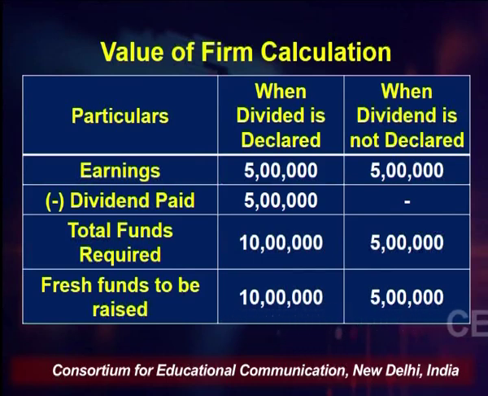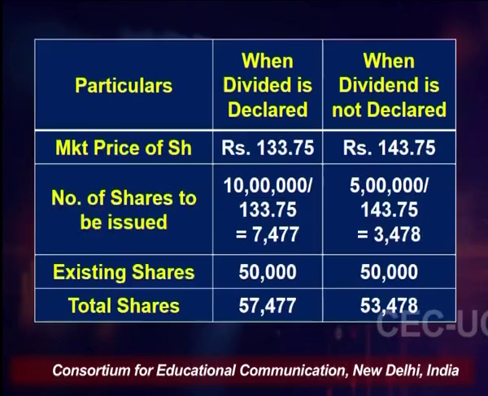So, the total requirement of funds in case 1 will be 10 lakh, while in case 2 it will be 5 lakh. So, the fresh funds that we need to raise in case 1 will be 10 lakh, because we need this much fund, but in the second case it is 5 lakh, because in case 2 we need only 5 lakh rupees with us. The market price of the share in both cases we have already calculated. So, in case 1 it is 133.75, but in case 2 it is 143.75.